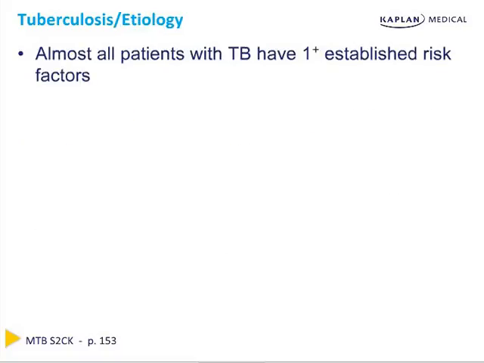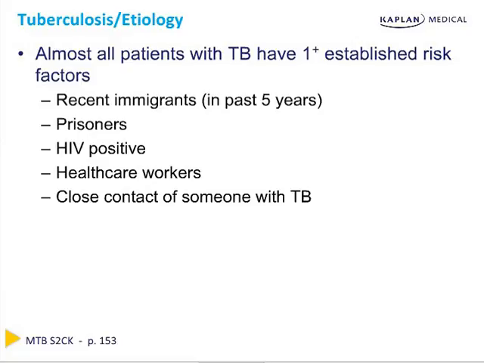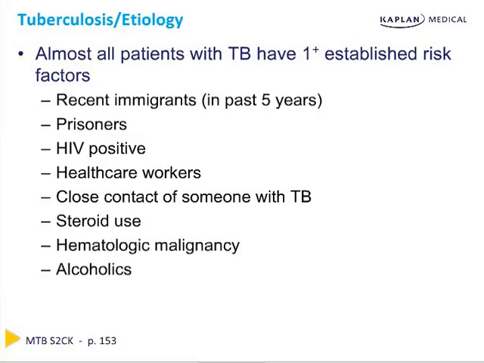Almost all patients with tuberculosis have one or more established risk factors. These include recent immigration from outside of the United States within the past 5 years. That's because after 5 years, the risk of reactivating tuberculosis is extremely low. Prisoners, HIV-positive patients, healthcare workers, anybody who has close contact with a TB patient, steroid users, patients with hematologic malignancy, alcoholics, or patients with diabetes mellitus.